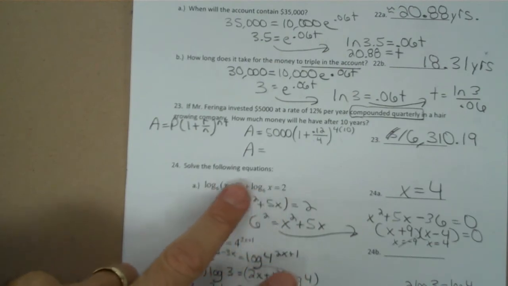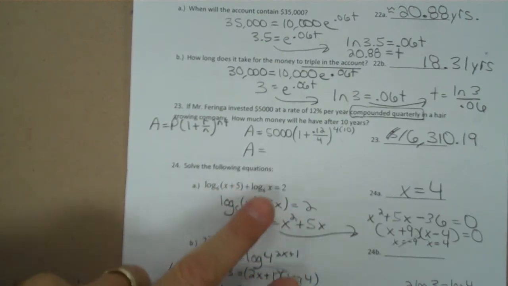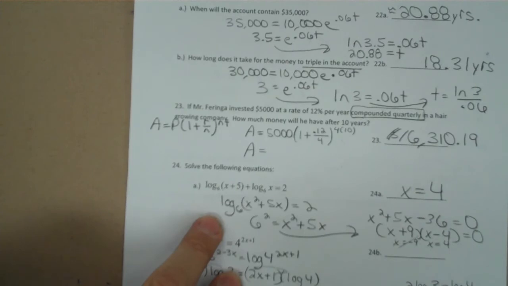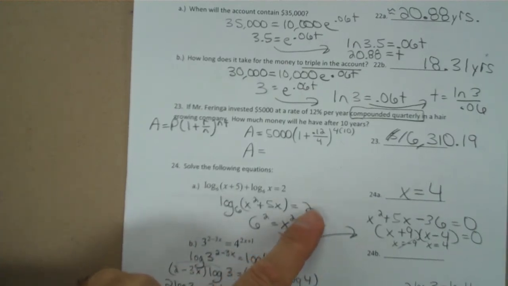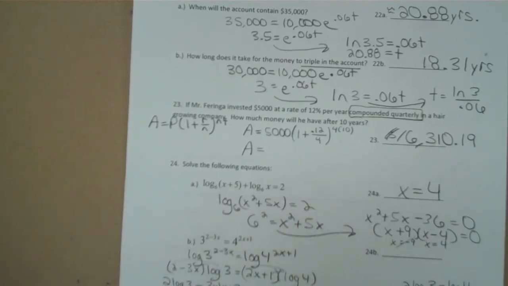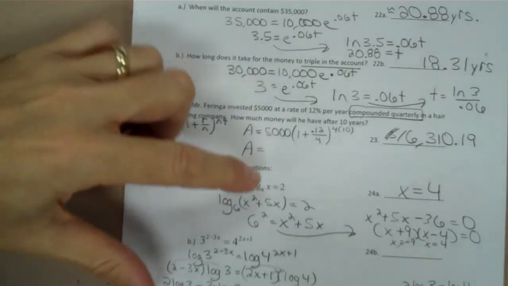Solve the following equation. So this is a plus sign, so you can multiply them together. They both have log base 6. The right side doesn't have a log, so we have to change it to exponential form. 6 squared equals x squared plus 5x. Slide everything to one side, factor it, and the only one that works is +4, because -9 would give you a negative argument.